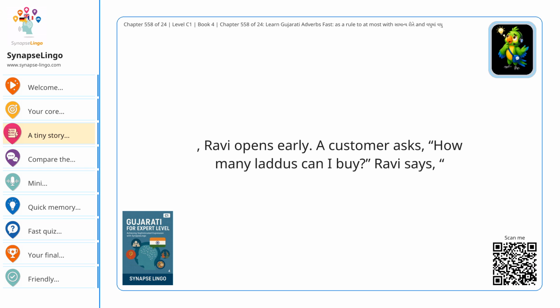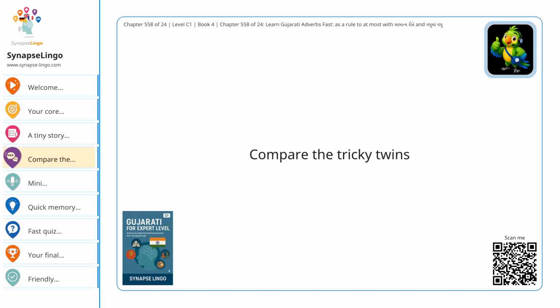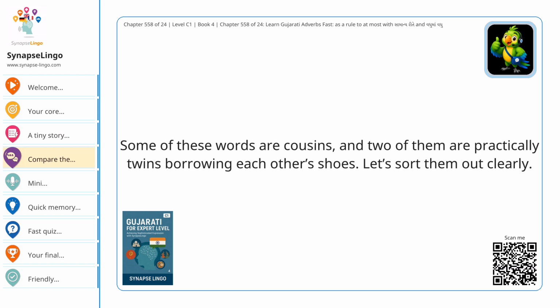One day, અપવાદ રૂપે, Ravi opens early. A customer asks, how many lattes can I buy? Ravi says, વધુમાં વધુ 3. The customer nods, buys 2, and then spends 10 minutes arguing like a philosopher about whether 2 is secretly almost 3. Compare the tricky twins. Some of these words are cousins, and 2 of them are practically twins borrowing each other's shoes. Let's sort them out clearly.